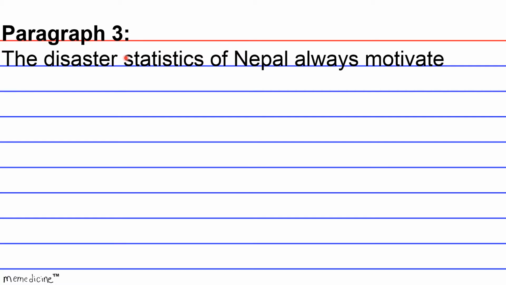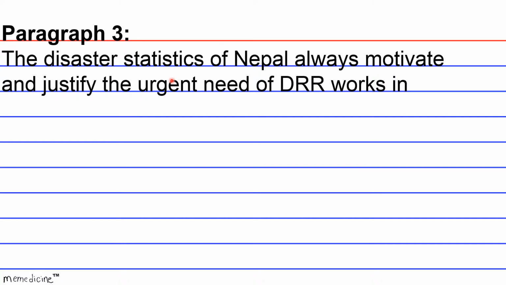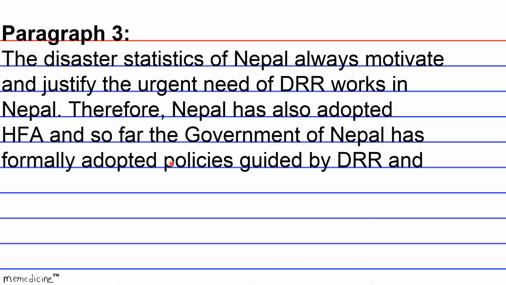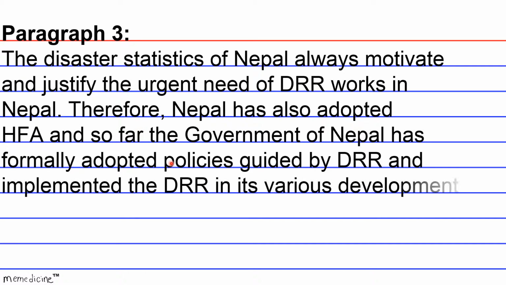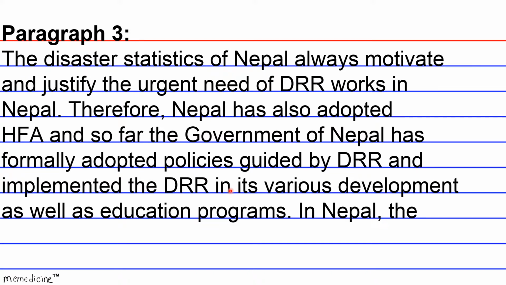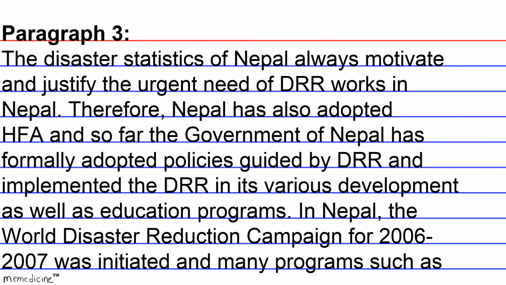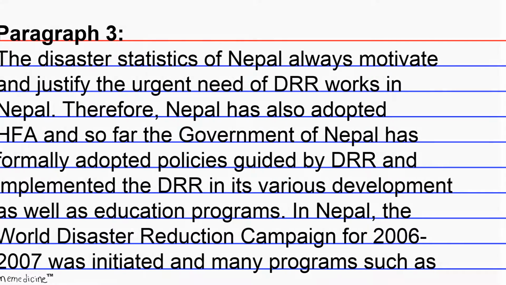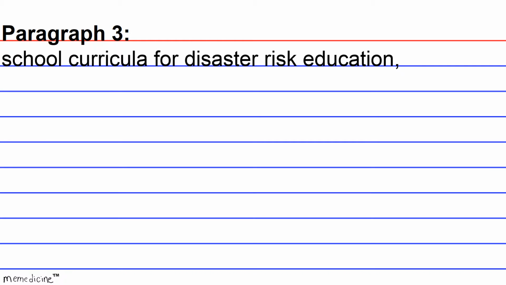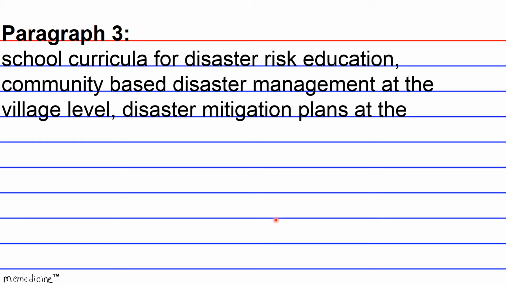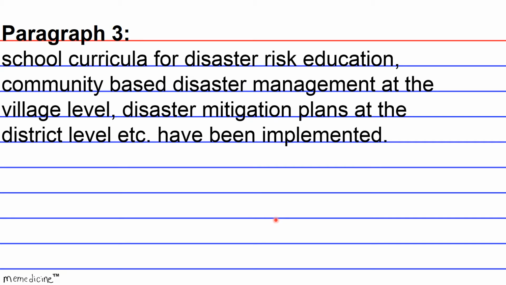Paragraph 3. The disaster statistics in Nepal always motivate and justify the urgent need of DRR works in Nepal. Therefore, Nepal has also adopted HFA, and so far the government of Nepal has formally adopted policies guided by DRR and implemented the DRR in its various development as well as education programs. In Nepal, the World Disaster Reduction Campaign of 2006-2007 was initiated, and many programs such as school curricula for disaster risk education, community-based disaster management at the village level, disaster mitigation plans at the district level, etc., have been implemented.